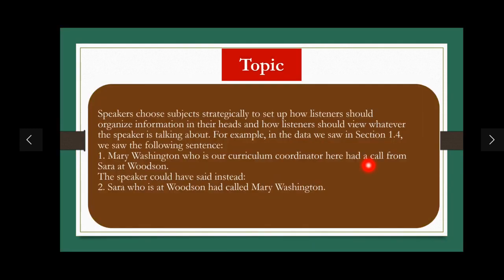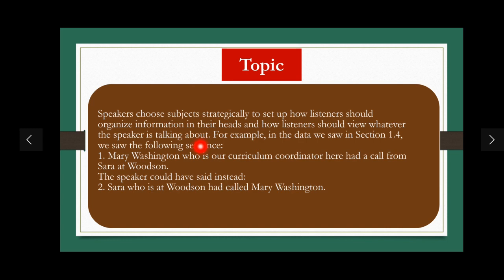Now this slide is very important and very interesting. Speakers choose subjects strategically to set up how listeners should organize information in their heads and how listeners should view whatever the speaker is talking about. You see, it is in the hand of a speaker or a writer how they choose a subject strategically, because whatever they want to present to the audience, they want the audience to view things the way they present them, right?